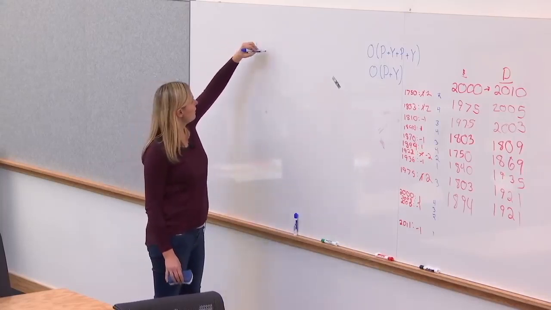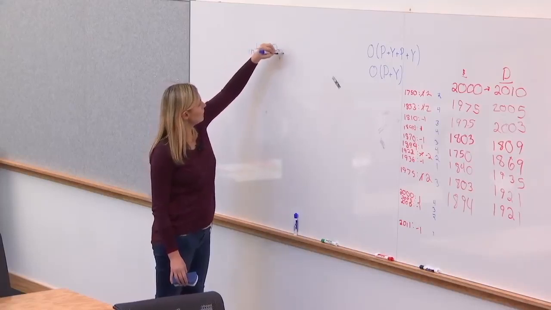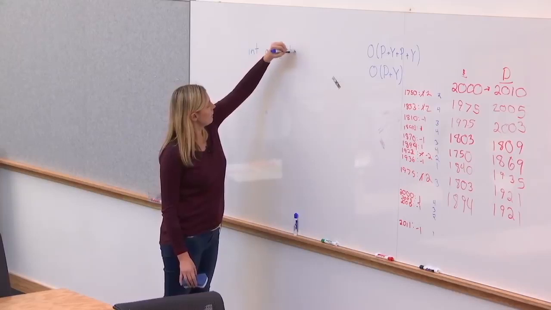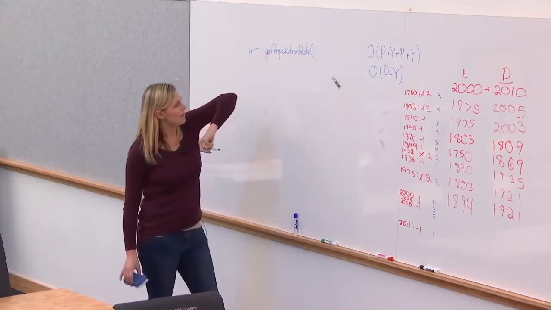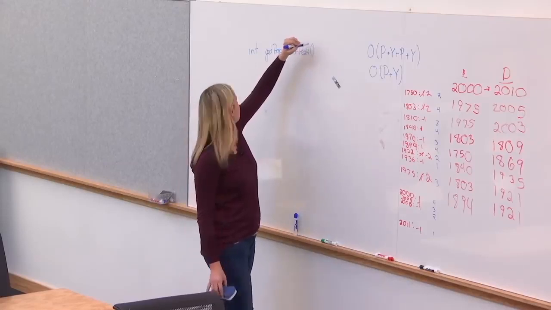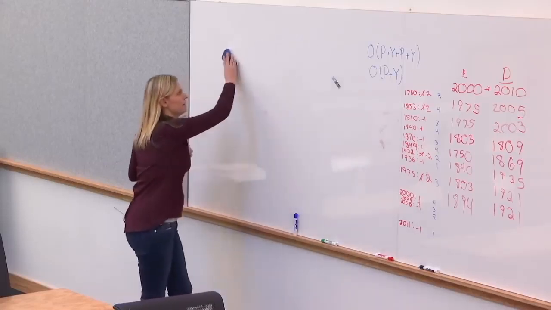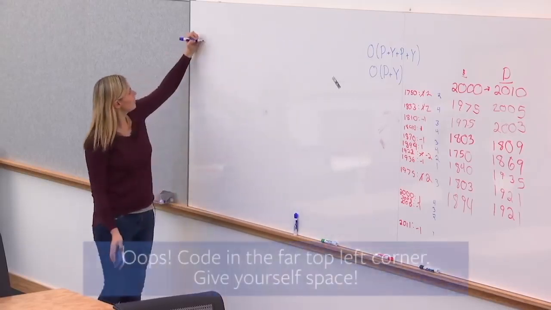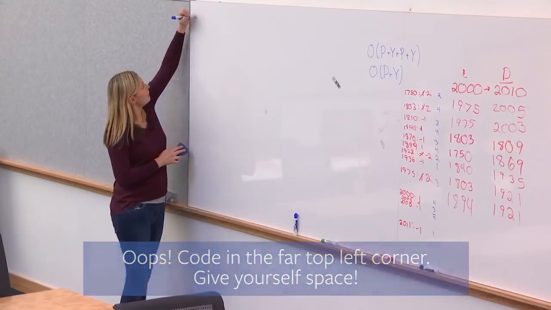Then I'm going to call it get population peak, and I'm going to take an array of people. You know what? I actually messed something up here. I want more space. I should take my own advice.